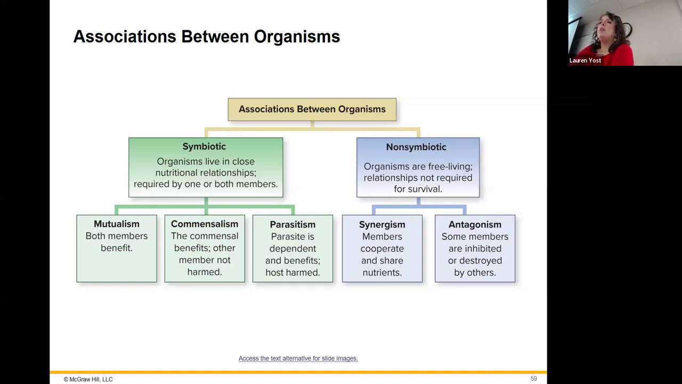All right, for the non-symbiotic, we have synergism. Like it says, you're cooperating and sharing nutrients in a situation, but you don't depend on it for your survival. And then antagonism, where members are inhibited or destroyed by others, but again, not necessarily depending on that for survival, one or the other.